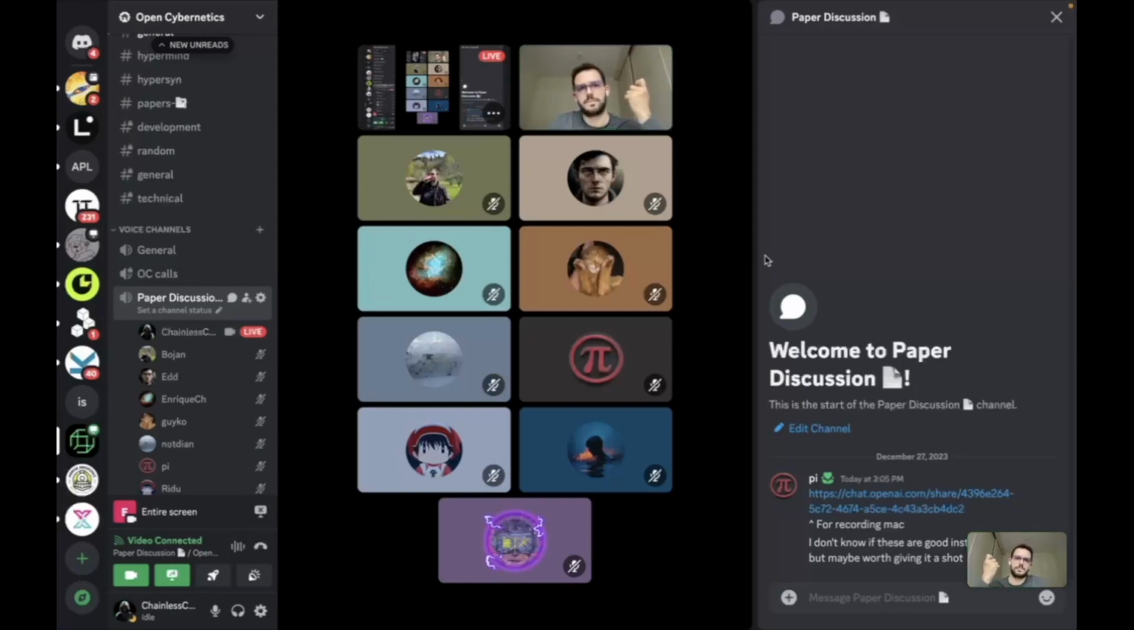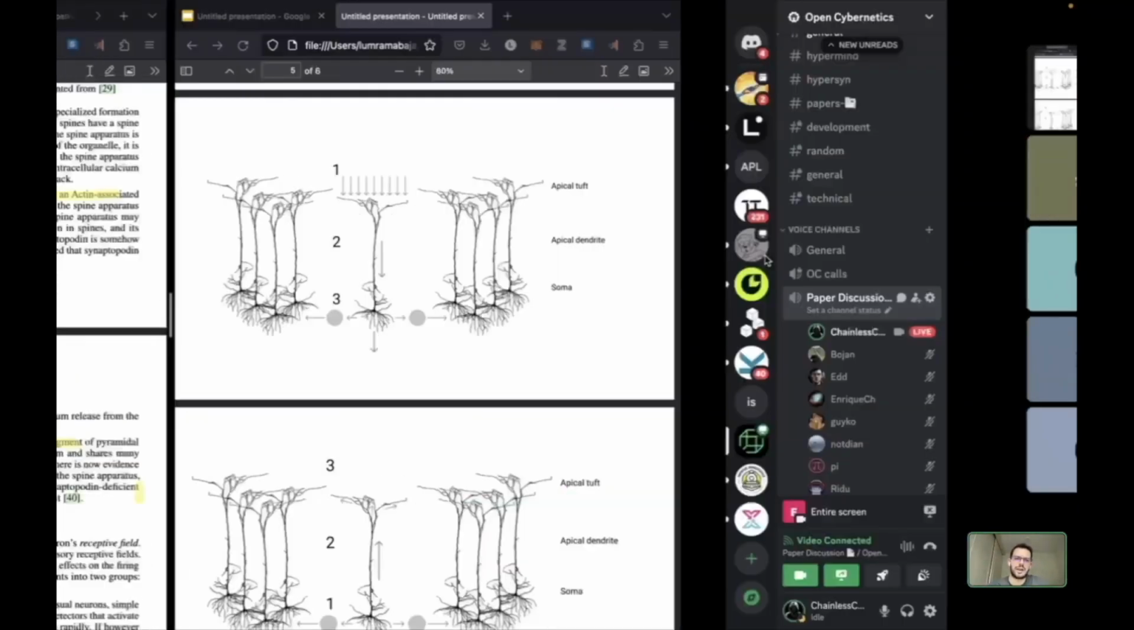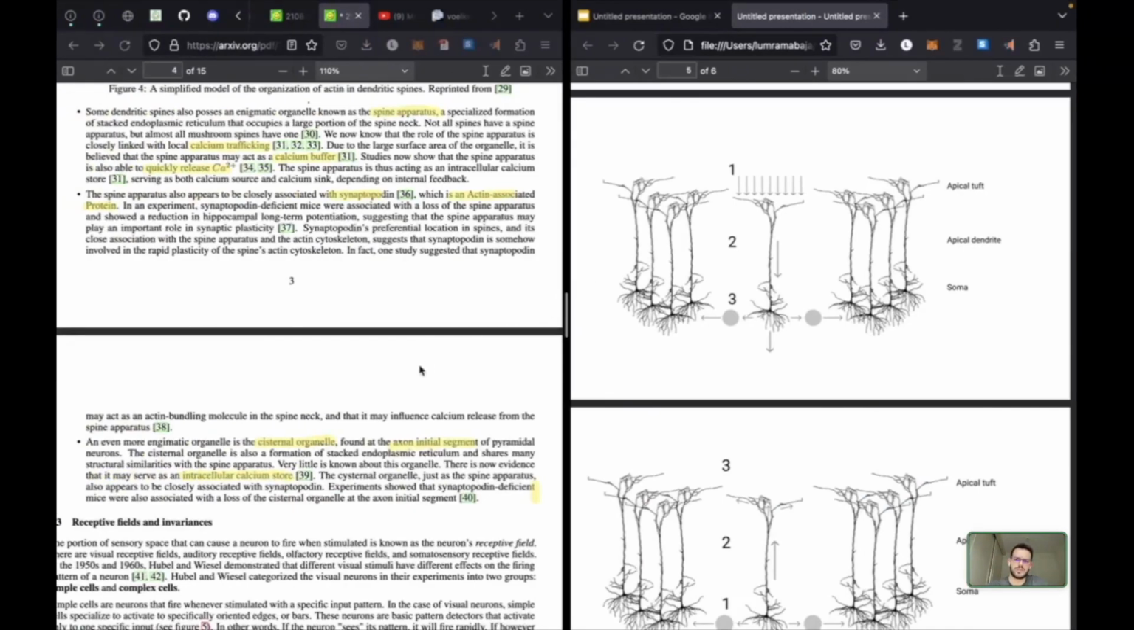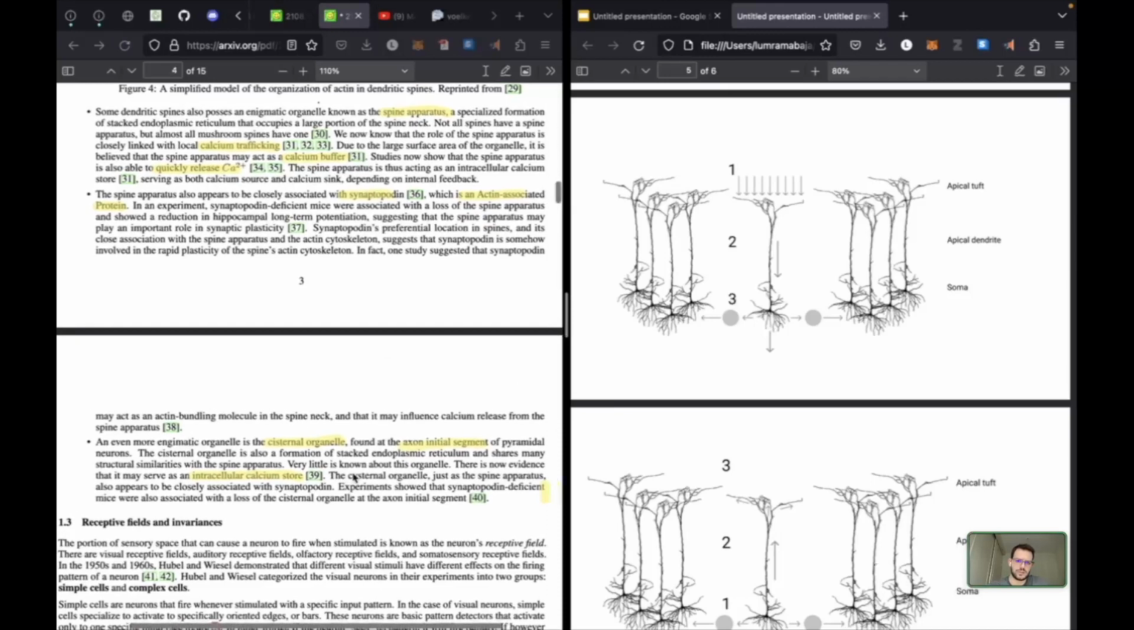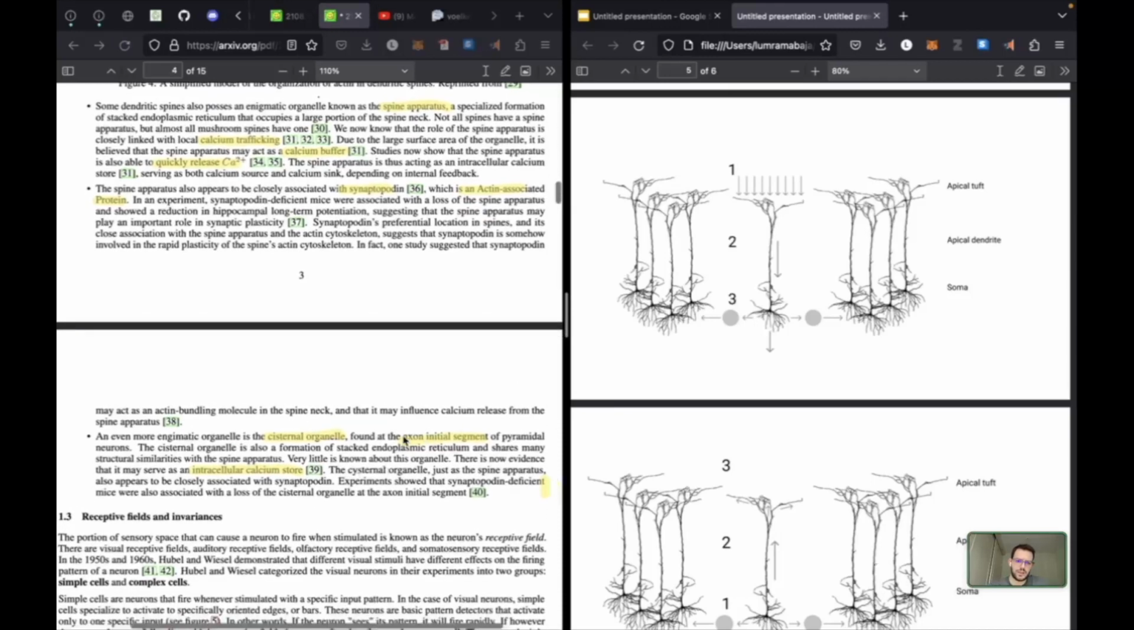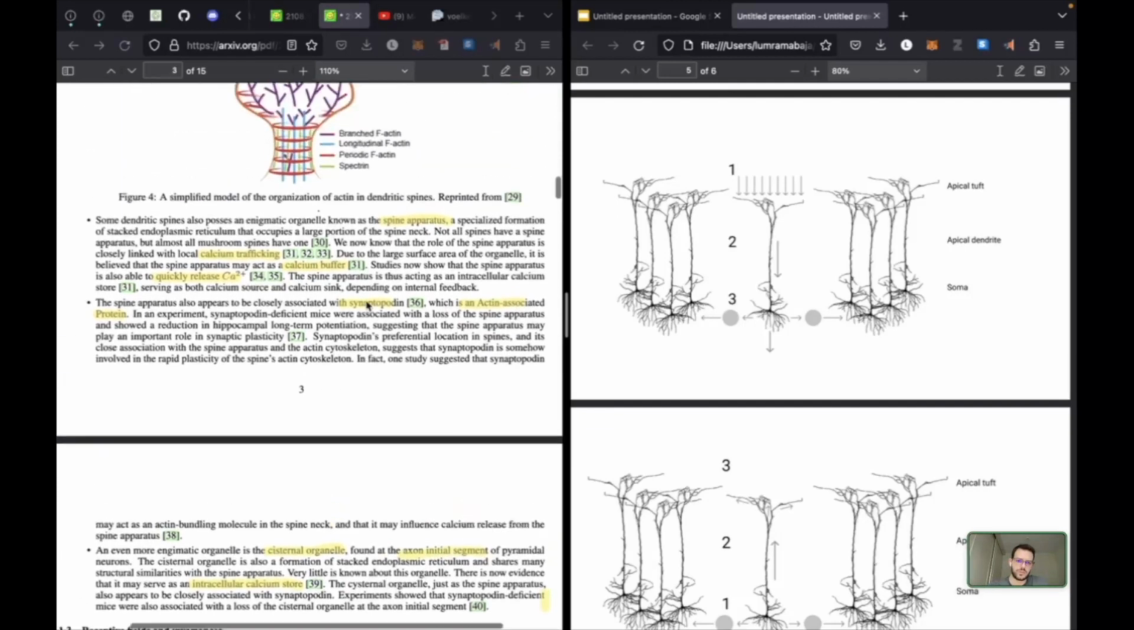I don't really cover much of this, because there are some other additional insights that I have not included in this paper back then, but I think this organelle, together with the spine apparatus, are very crucial in memory formation.